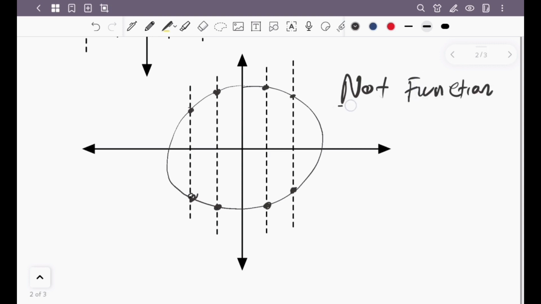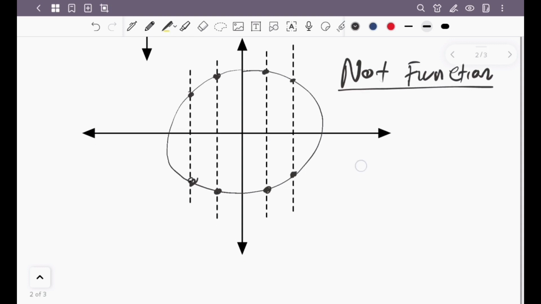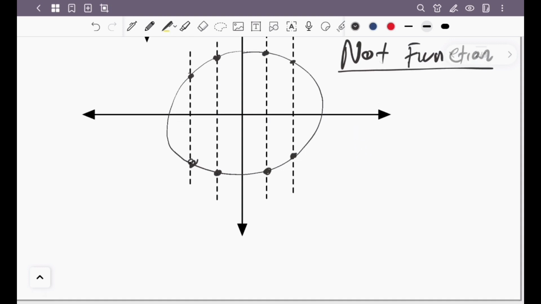According to the vertical line test, the vertical line that we draw that is parallel to the y coordinate must cut the curve only once, and in this case it cuts the curve twice. Thus it disqualifies our definition of a function. So in words, this is called a one-to-many.